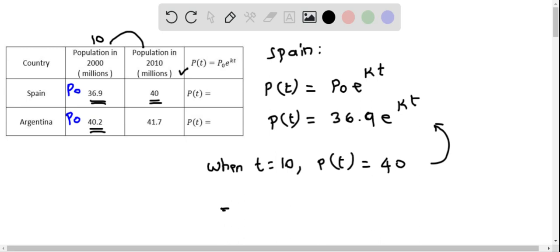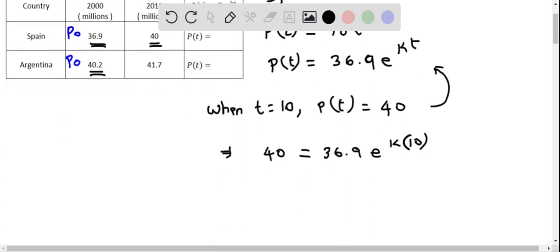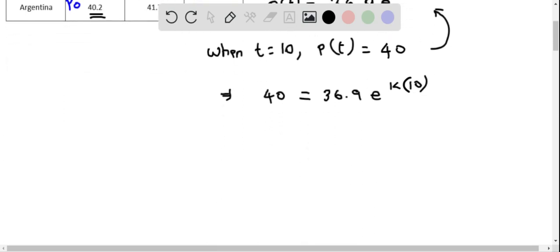So I can plug in 40 for P of t. This equals 36.9 e raised to the power of k times, I replace t by 10, so this basically becomes 10k. Let me do that in the next step. Therefore, this is equivalent to, I divide both sides by 36.9. I get 40 over 36.9 equals e raised to the power of 10k.